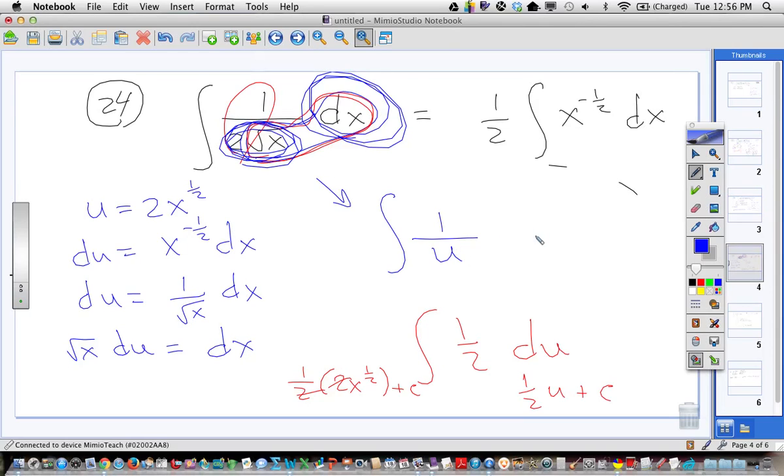So I come in here and I say, well, okay, what's another name for square root of x? Oh, wait a minute. U was 2 square root of x, so what's square root of x? 1/2 u. So square root of x would be 1/2 u. So instead of square root of x here, I can have 1/2 u. So I come over here and I put 1/2 u du. Well, sure enough, the u's cancel. And then we end up with a half, and then we do the antiderivative, which is 1/2 u, and then boom, you're back to the same thing.